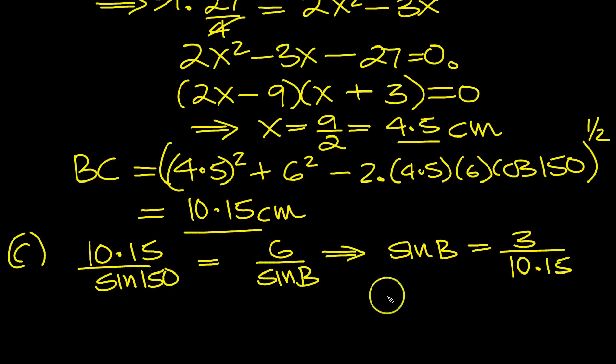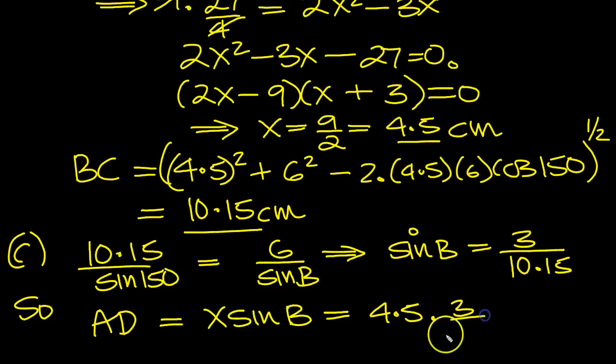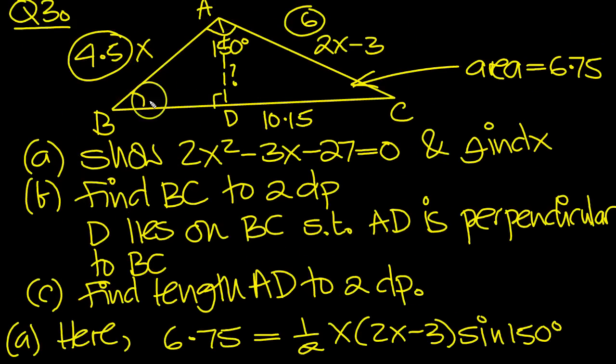So there's sine b. And now, so the answer then, AD. Remember we said it was a right angled triangle, it was x sine b, which equals 4.5 times sine b, which is times 3 over 10.15. So let's just remind ourselves that it is x sine b. Look at the right angled triangle. X sine b is this side here, next to the right angled triangle.